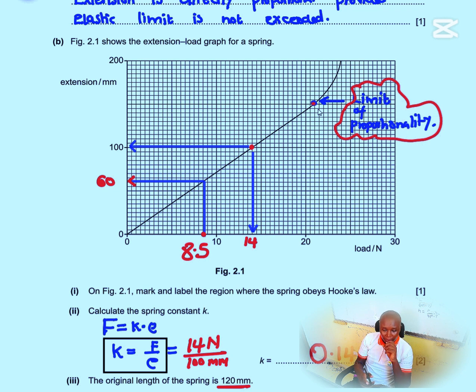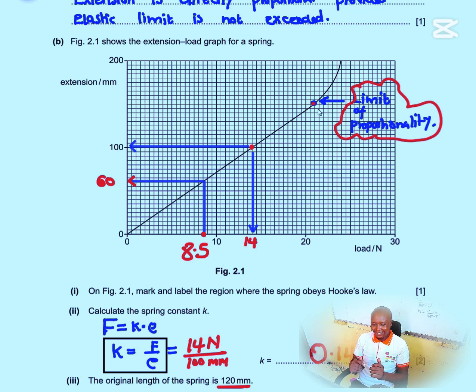From the graph, the limit of proportionality is the point where the straight line stops being straight. That point where I've indicated. And then you need to know how to state it. If you are asked to state the limit of proportionality, we're going to say this is the maximum point up to which extension is directly proportional to the load, or to the force.